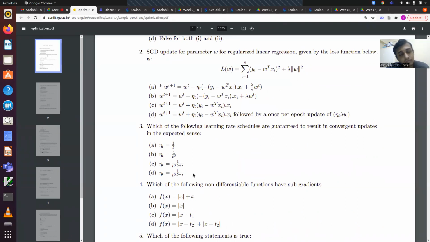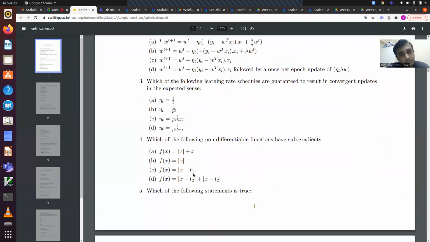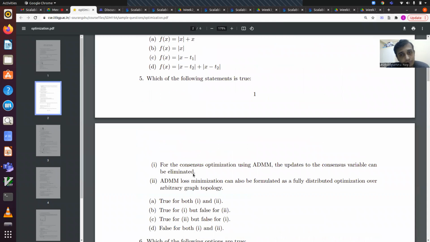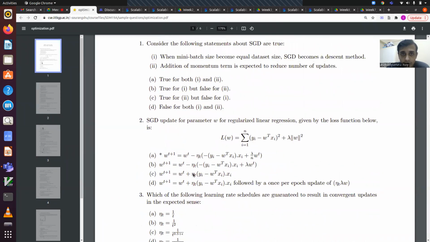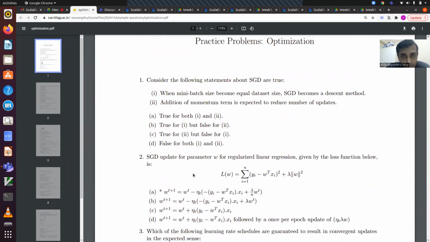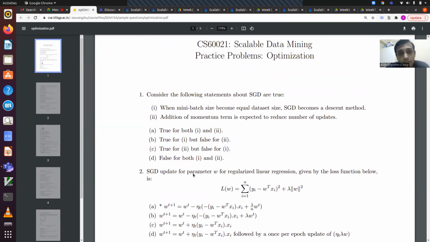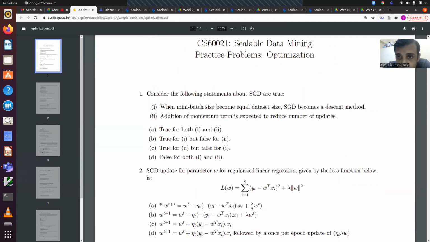When mini batch size becomes equal to dataset size, it becomes a descent method. Addition of momentum term is expected to reduce number of updates. Sorry, which question are you reading? First question. Okay, so let's read this. Consider the following statements about SGD being true. When mini batch size becomes equal to dataset size, SGD becomes a descent method.